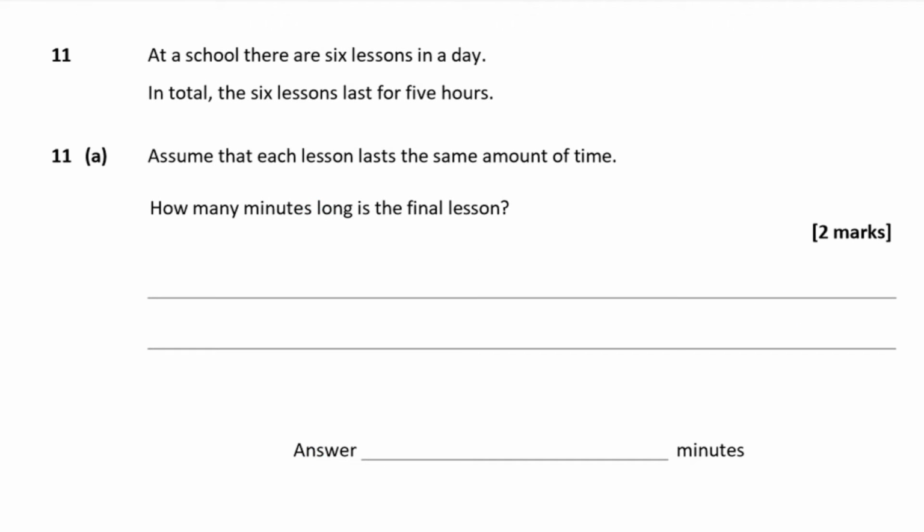Question 11. At a school there are 6 lessons in a day. In total, the 6 lessons last for 5 hours. Assume that each lesson lasts the same amount of time. How many minutes long is the final lesson? So if each lesson lasts the same amount of time, then we just need to take the total amount of time and divide it by the number of lessons.